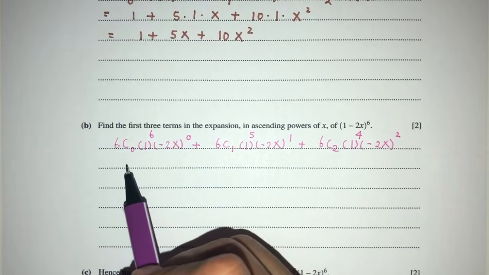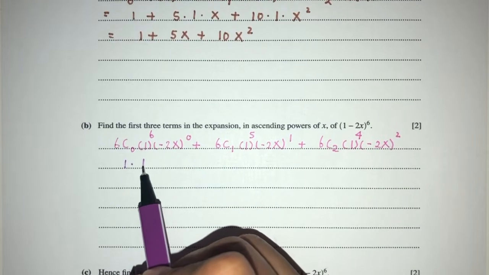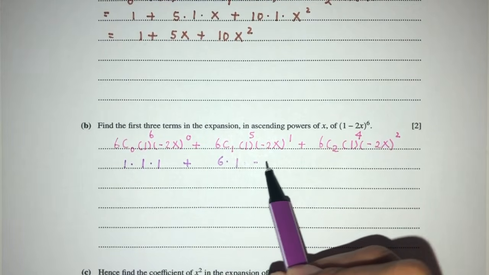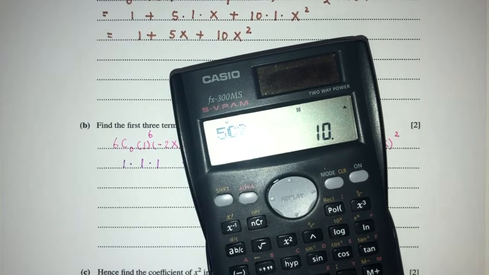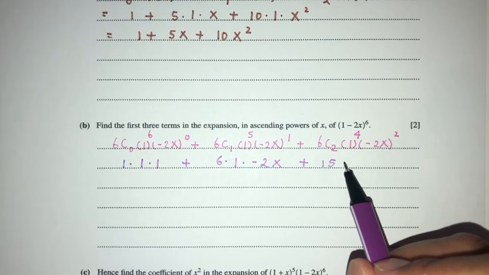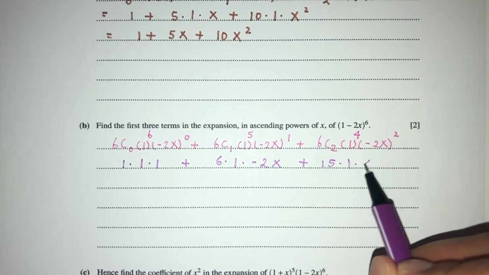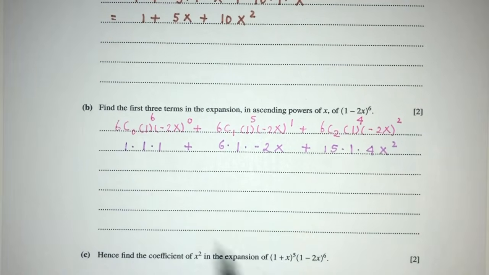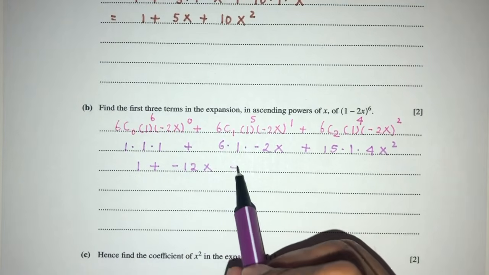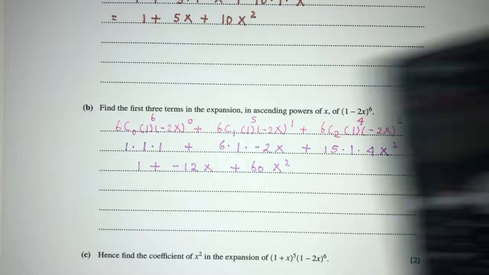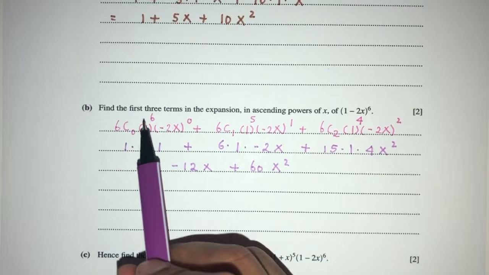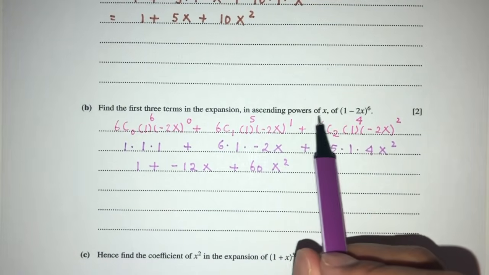So 6 choose 0 is 1, that should be 1 as well, plus 6 choose 1 is 6 times 1 times minus 2x, plus what is 6 choose 2, let's see, that will be 15. It is combination 2 actually, but it's the same meaning. That will be 1, that will be 4x squared. Right. Simplify. 1 is 1. This will be minus 12x, and this will be plus 60x squared. Always double check. 15 times 4, that will be 60 indeed. Okay, so that will be the first three terms of this expansion in ascending powers of x.